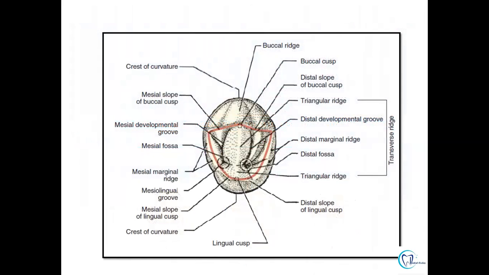This is the summary of the occlusal aspect, where you can appreciate the buccal ridge prominence, the crest of curvature. Also, you can appreciate two cusps, the buccal and the lingual cusp. The triangular ridges, that is the buccal triangular ridge and the distal triangular ridge, form a transverse ridge. Then there are the marginal ridges on both sides, the mesial marginal ridge and the distal marginal ridge, which bound two fossae, the mesial triangular fossa and the distal triangular fossa. Also, there is a characteristic feature, the mesiolingual groove, which can be appreciated in the occlusal anatomy, which is a distinguishing feature for the mandibular first premolar.